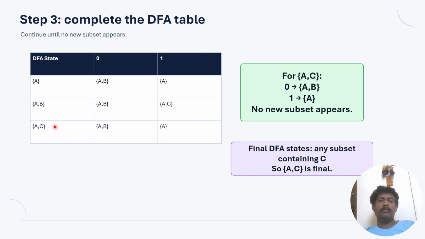Now mark the final states. The original NFA final state is C, so any DFA subset containing C becomes final. Here {A, C} contains C, so {A, C} is a final state in the DFA.